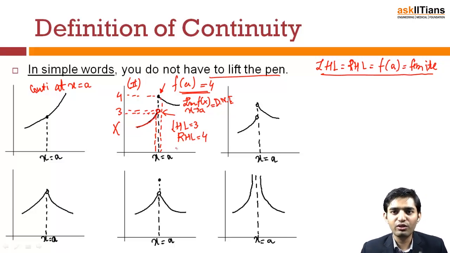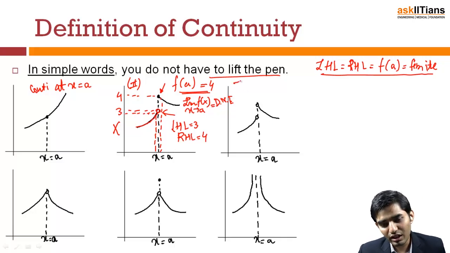So the limit should be equal to the value of the function and both should be finite. It should be a finite quantity. Then we can say that the function will be continuous, otherwise it will not be continuous. So the limit should exist, the value of the function also should be defined, and both of them should be equal. These are the 3 conditions that we have to check for checking the continuity of a function.